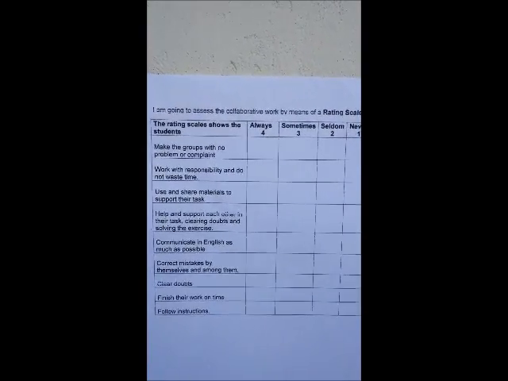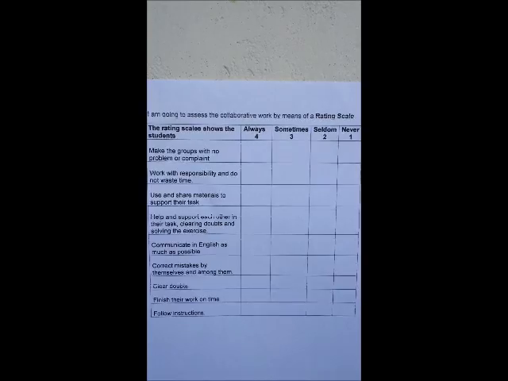I am going to assess the collaborative work of my students by means of a rating scale. The rating scale shows whether the students make the groups with no problem or complaint, work with responsibility and do not waste time, use and share materials to support their task, help and support each other in their tasks, clearing doubts and solving the exercises, communicate in English as much as possible, correct mistakes by themselves and among them, finish their work on time, and follow instructions.